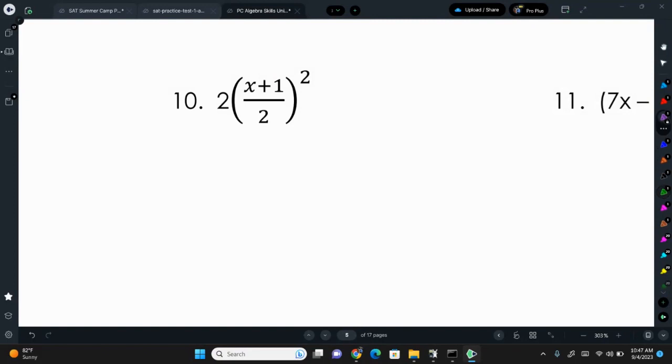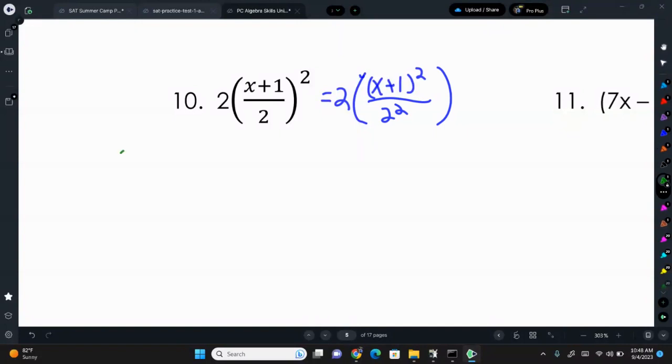So number 10, we have a fraction here. Now, you may be tempted to say, oh, I'm going to cancel off these 2's, but because we have an exponent here, we must do that first before this multiplication. So I'm going to use the rules of exponents that says I can do this, x plus 1 squared over 2 squared. Because now that numerator becomes much easier to work with, and I can use our pattern from above.